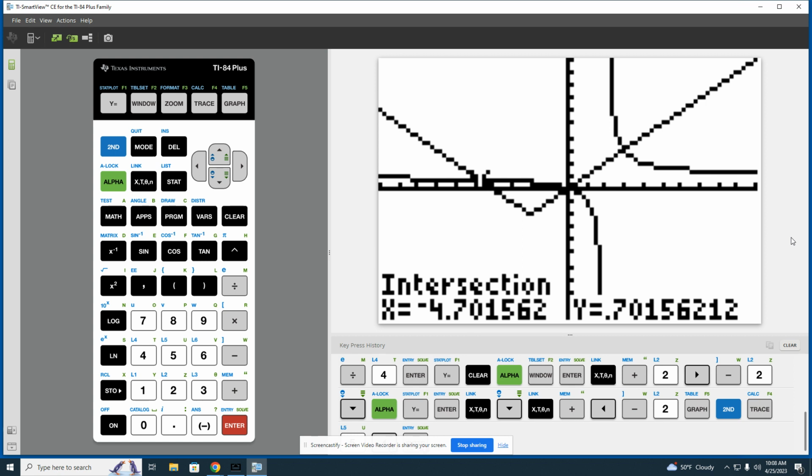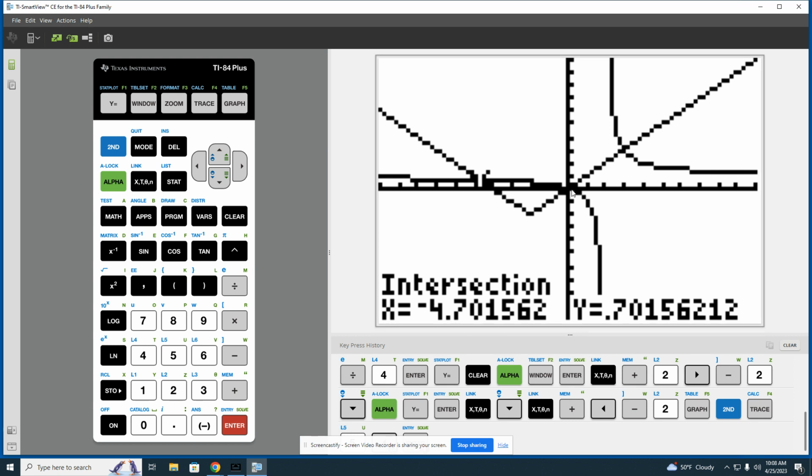What am I looking at here? Am I looking at the whole ordered pair? No. I would just be solving for what? All I care about is x. What's this x value for this intersect? Negative 4.7.